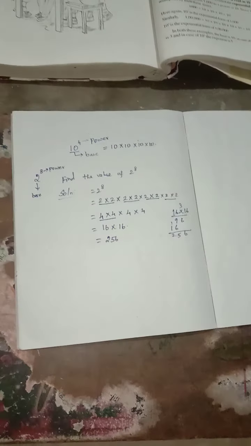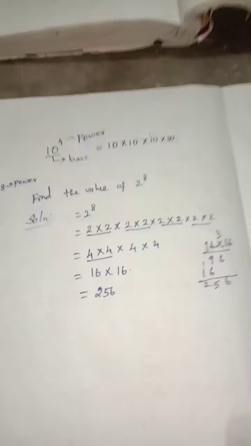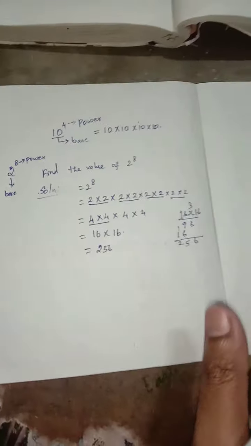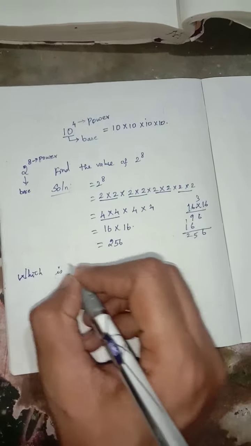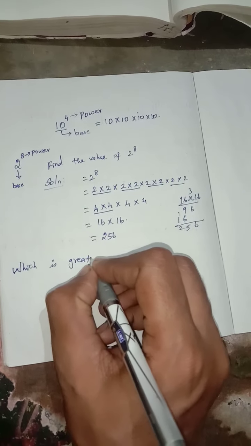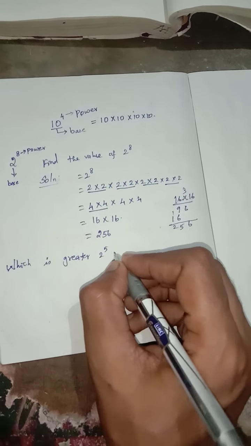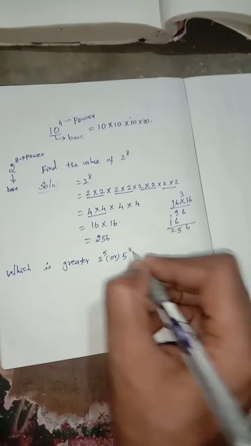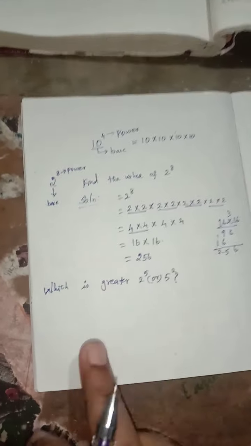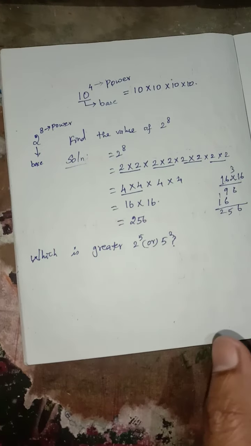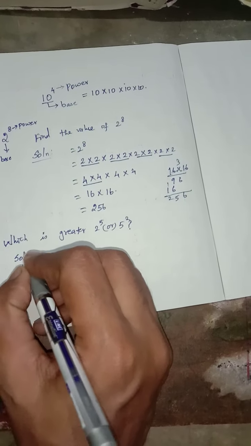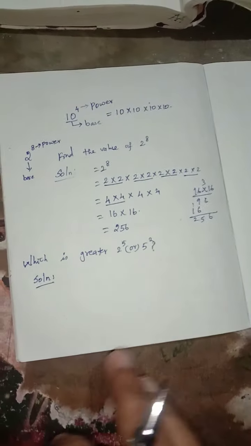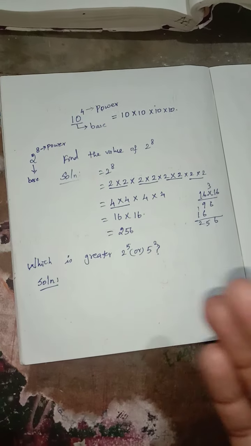Okay. Suppose they ask us to find, of the given numbers, which is the greater number or which is smaller, which is greater, 2 power 5 or 5 power 2? If they are asking a question like this, it's very simple to find the answer. I'll tell you 2 ways. One is what you actually want to do, that is we want to find the values first. After finding that, I'll tell you another way, that is a shortcut.